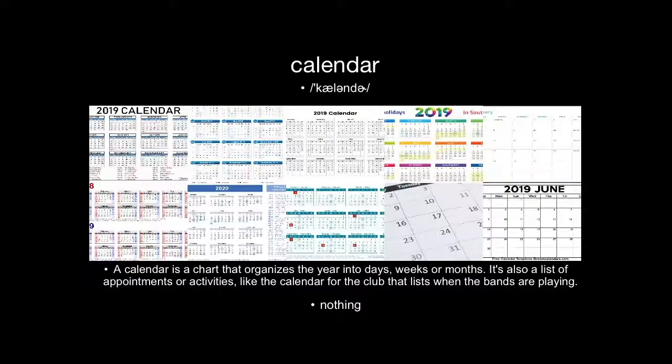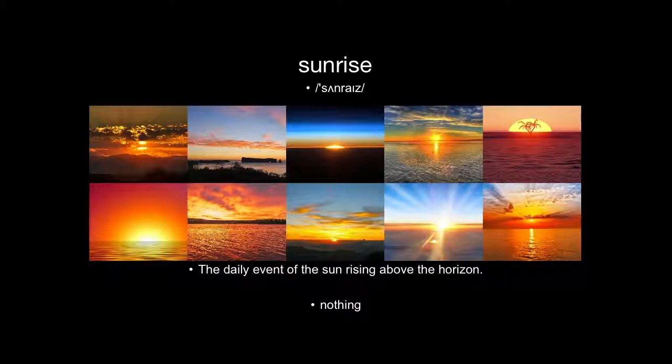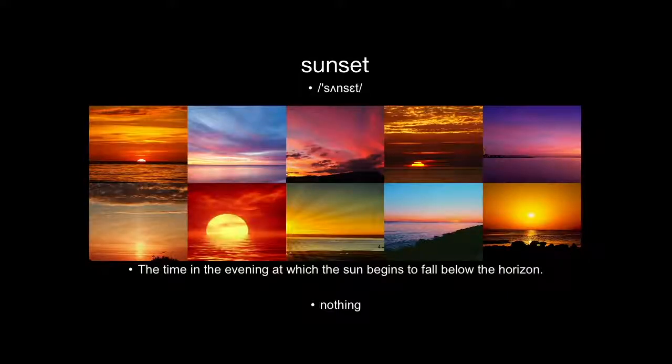Calendar. A calendar is a chart that organizes the year into days, weeks, or months. It's also a list of appointments or activities. Sunrise. The daily event of the sun rising above the horizon. Sunset. The time in the evening at which the sun begins to fall below the horizon.